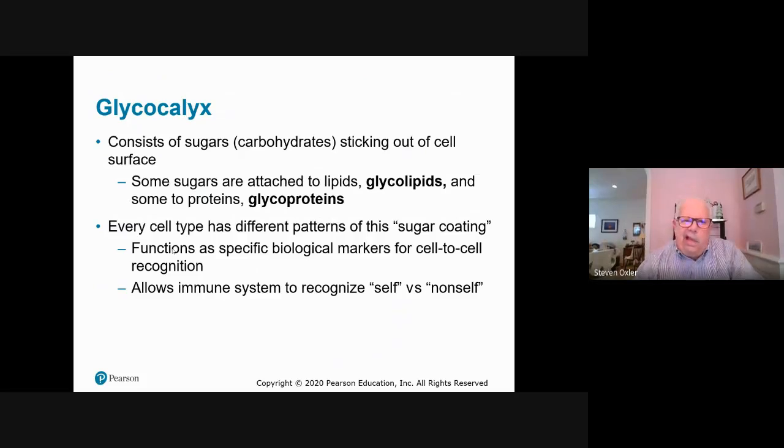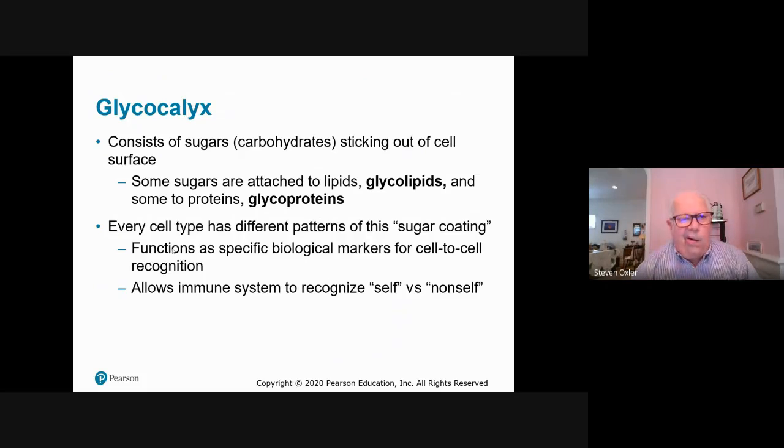The glycocalyx, the sugar coat of the membrane, consists of sugars sticking out of the cell surface. They are attached to fat or lipids, therefore they're called glycolipids. If they're attached to proteins, they're called glycoproteins. Each cell has a different pattern of this coating, otherwise known as sugar coating. It allows the immune system in your body to recognize self or non-self.